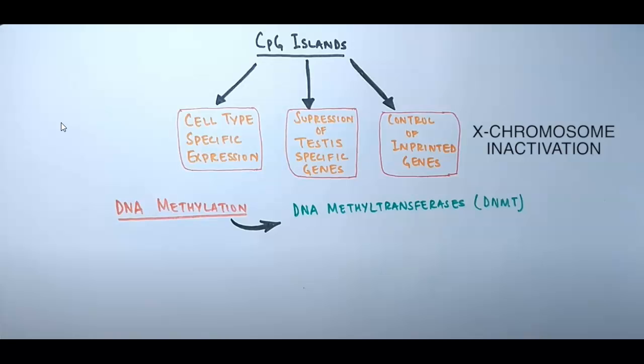Also, suppression of some testis-specific genes has a lot to do with development and control of imprinted genes. And along that note, obviously, X chromosome inactivation makes a lot of sense. You can ask the calico cats about that one. So, really, what about them? Why do we care? Well, the answer is because of DNA methyltransferases, and these are the enzymes that do the methylation. And they love CpG islands, and we're going to see why.